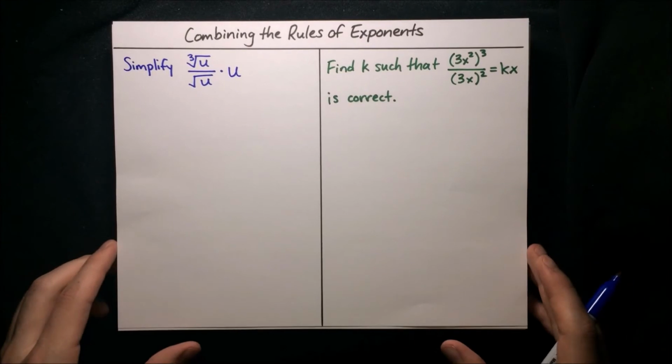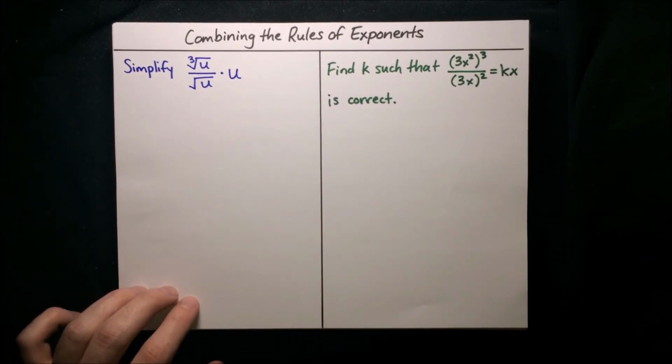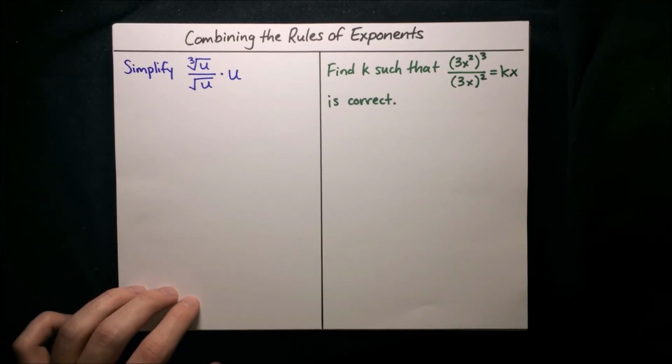Here's some more problems. First of all, we want to simplify this expression: cube root of u divided by square root of u, then times u. Alright, so the first step here is to write these roots as exponents. And remember that in general, the nth root is just an exponent, 1 over n.